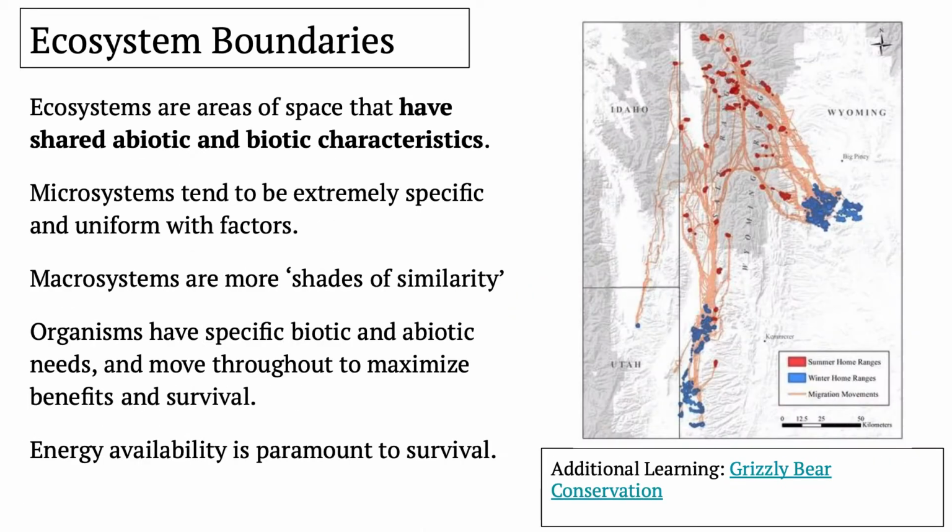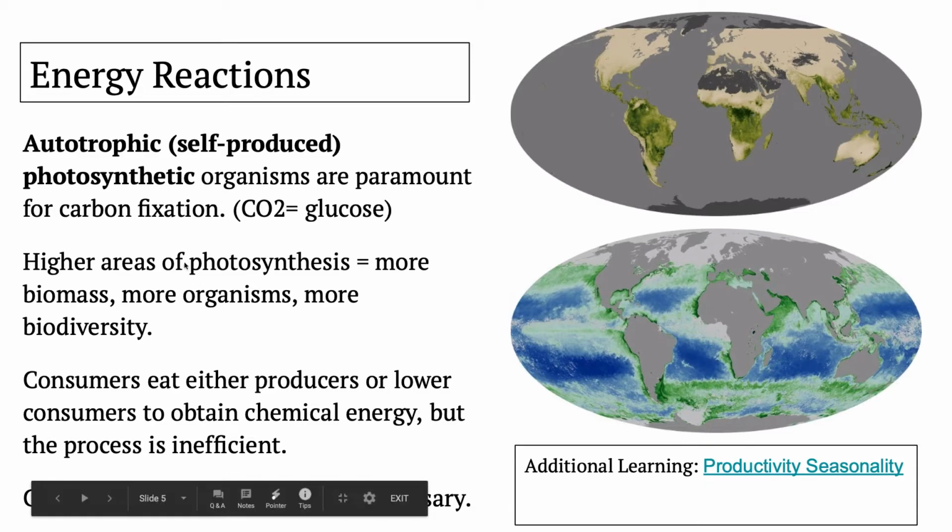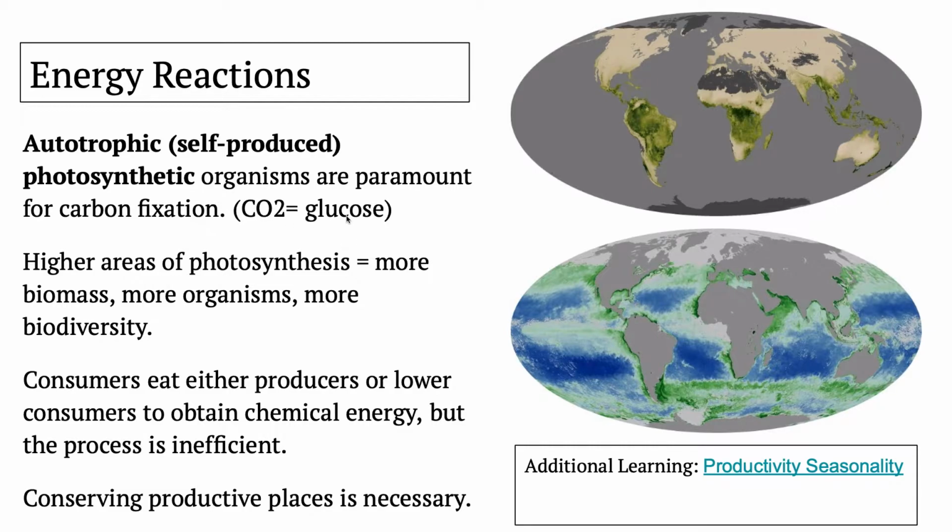Now, what makes an ecosystem? The first thing that we need to know is that energy reactions are super important for determining the type of ecosystem that we find and the relative health and plethora of species we find within it. Autotrophic, meaning self-producing energy, photosynthetic organisms are really important. They convert CO2 into glucose. We call that photosynthesis. Higher areas of photosynthesis mean that there's more biomass. More biomass means that there are more organisms, and more organisms means that there's generally more biodiversity.